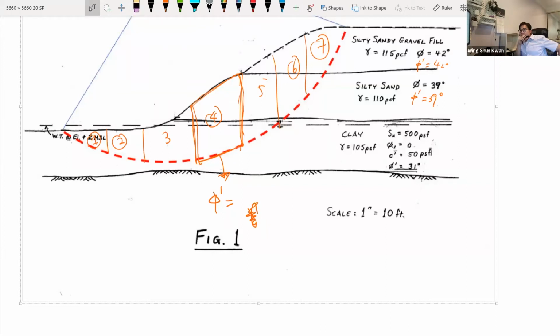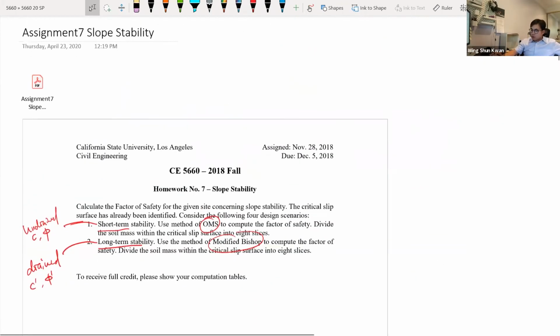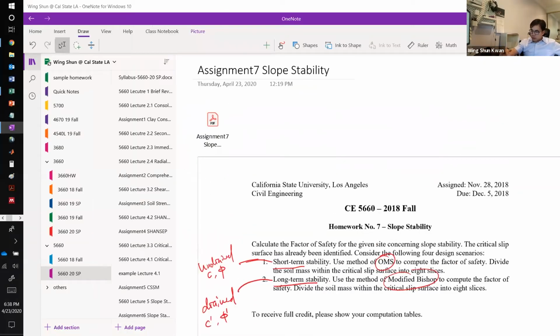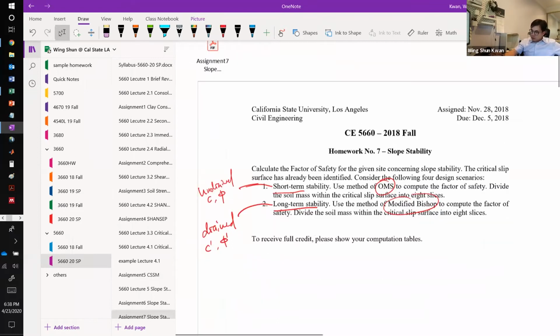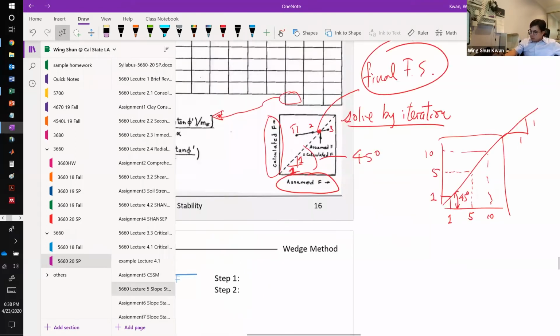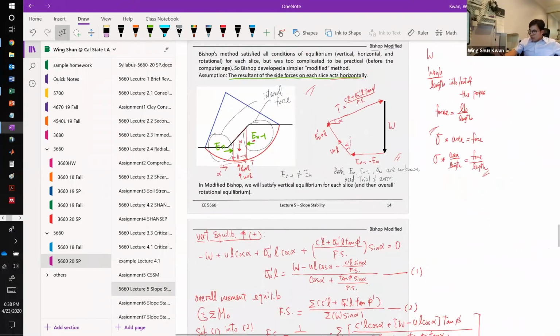I should have picked on anyone, but I think Tommy got it right. It should be 31, right? Because I remember when we calculate the strength of the soil, he's correct. It should be 31.